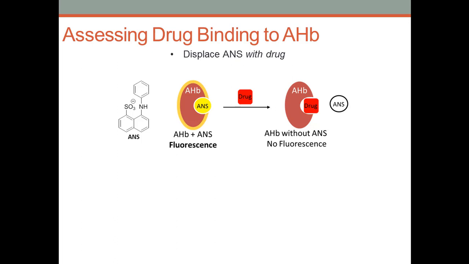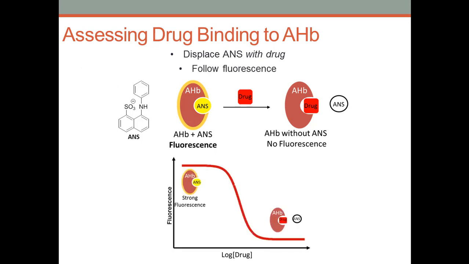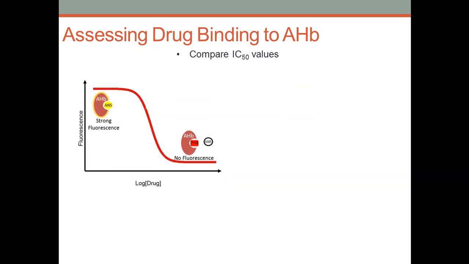So instead of adding in some heme, though, we're going to kick out ANS with our drug. And so what we should get, if we follow this displacement of ANS via fluorescence, is this dose-response curve shown here. So initially, when it's just ANS and the apohemoglobin protein, we should get a strong fluorescent signal. But as we add in more of our drug to the complex, we should kick out ANS and result in the loss of fluorescence.